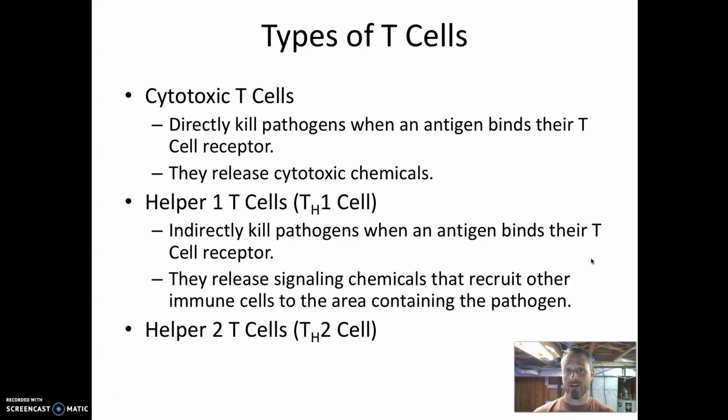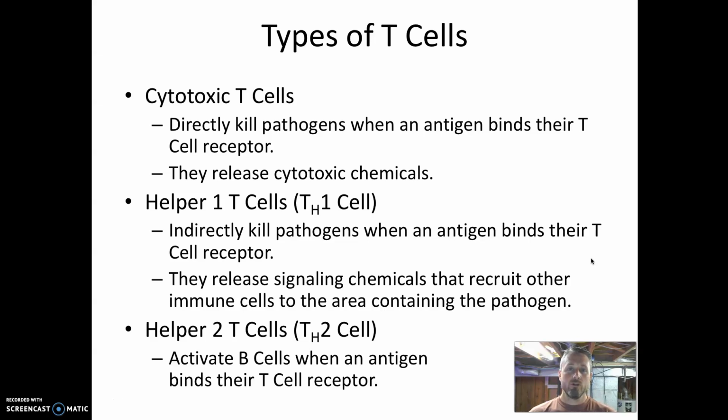So we've got cytotoxic T cells that try to kill the pathogen directly, helper 1 T cells that signal for help so the pathogen can be killed, and then we've got these helper 2 T cells. Helper 2 T cells are really, really important. So what do they do?